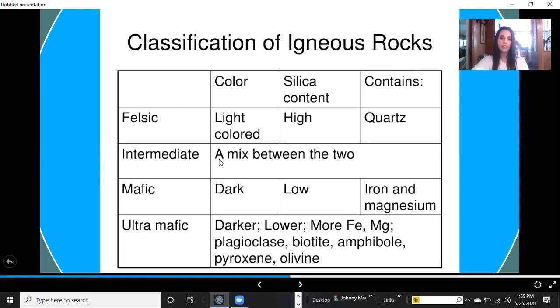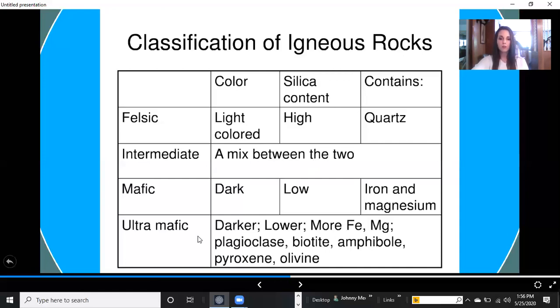So intermediate is going to be somewhere in between the light and dark color. It's going to be kind of an intermediate color. As far as silica content goes, it's just going to have a medium content. And then as far as the elements making it up, it's going to have a mixture of some of the elements that make up quartz and some of the elements that make up iron and magnesium.